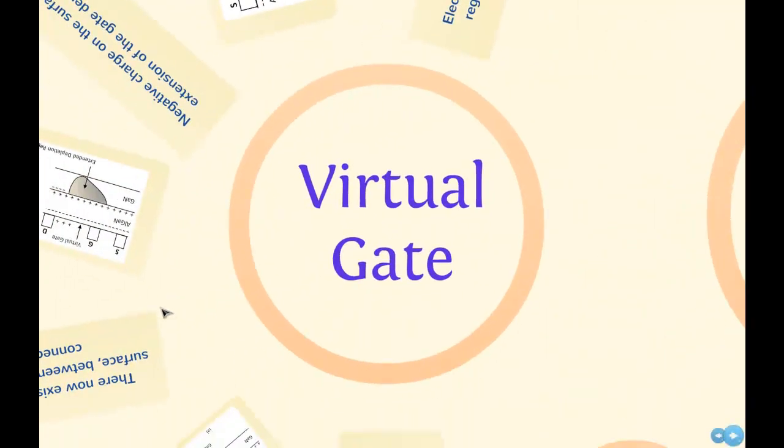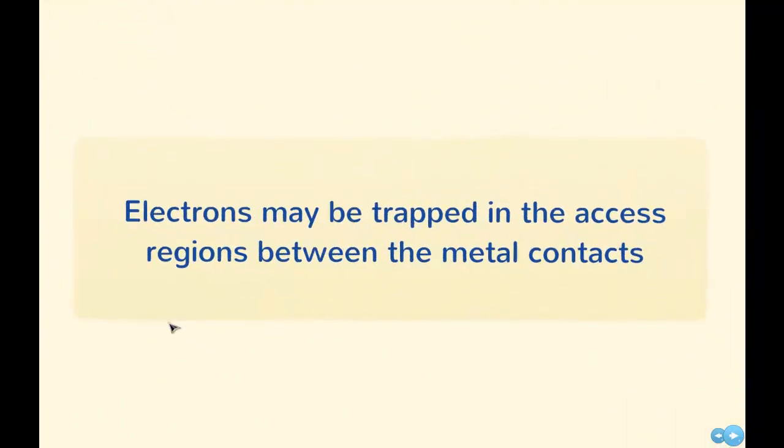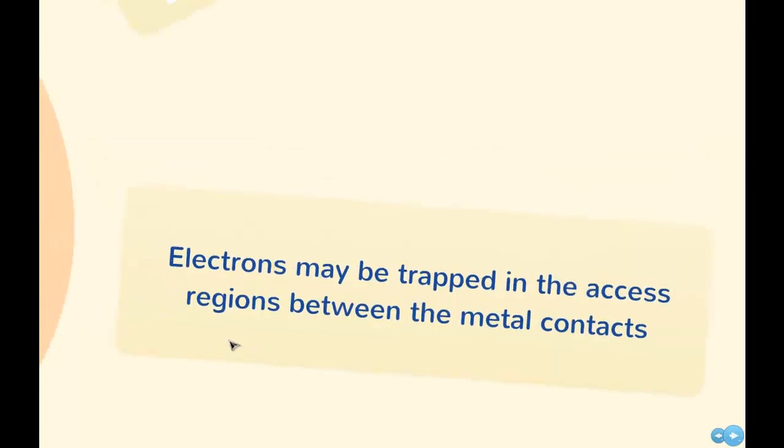Now, let's talk a little bit about virtual gate, which was a very important problem in the early days of gallium nitride, and is directly related to the existence of these surface states at the surface of the AlGaN layer. Remember that these states cannot be eliminated, because if you take them out, then you're not going to have the same charge density in your 2-DEG. So the problem with these surface states is that electrons may be trapped in the access region between the metal contacts, between the gate and the drain.